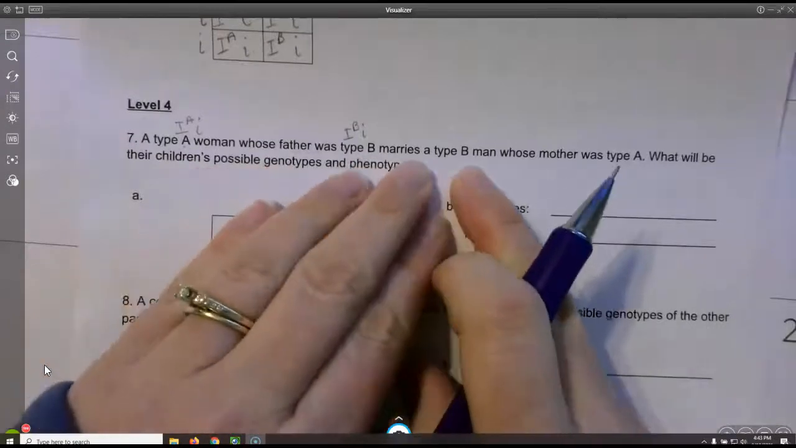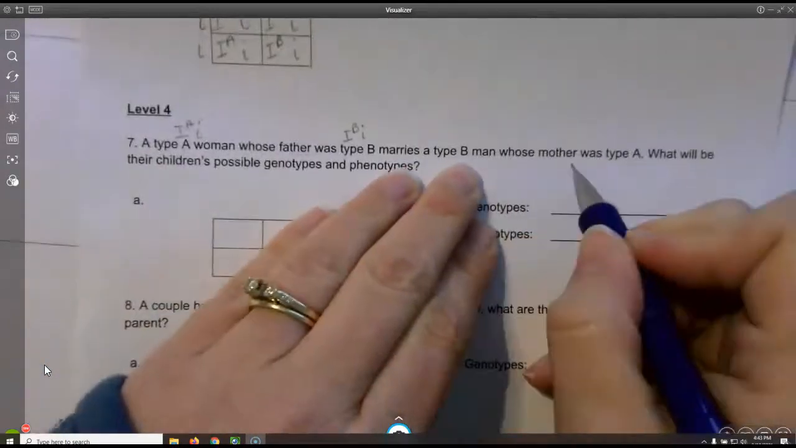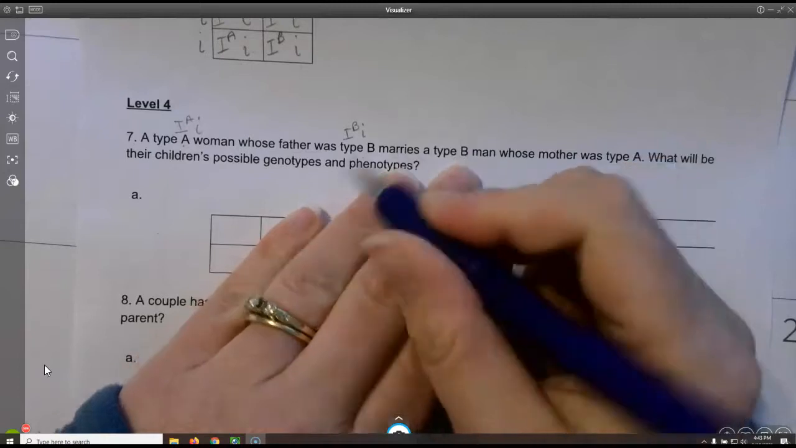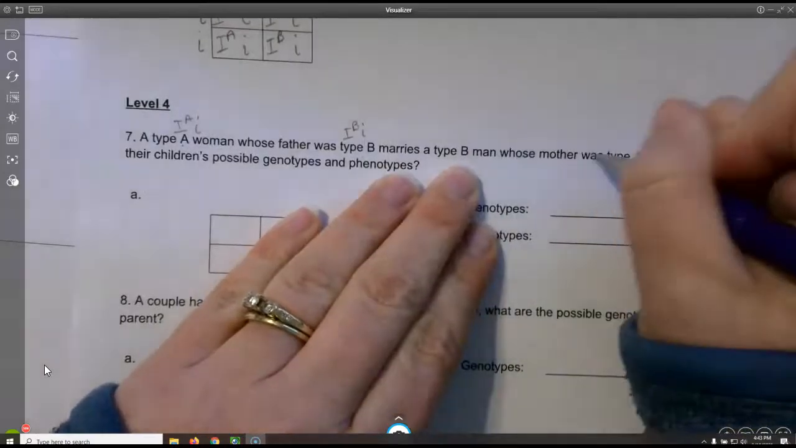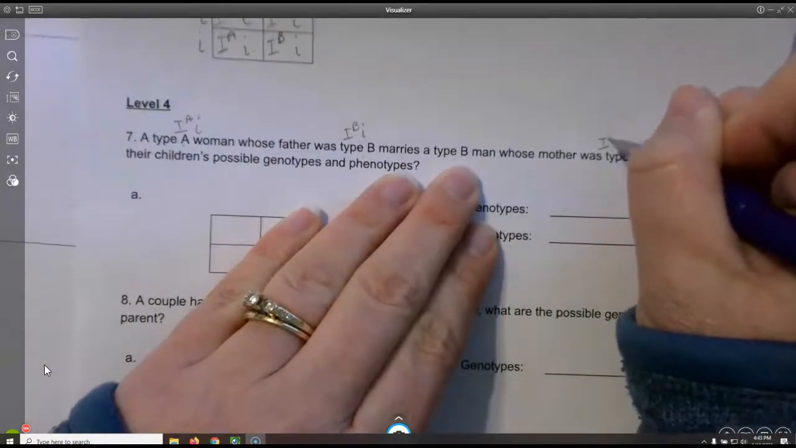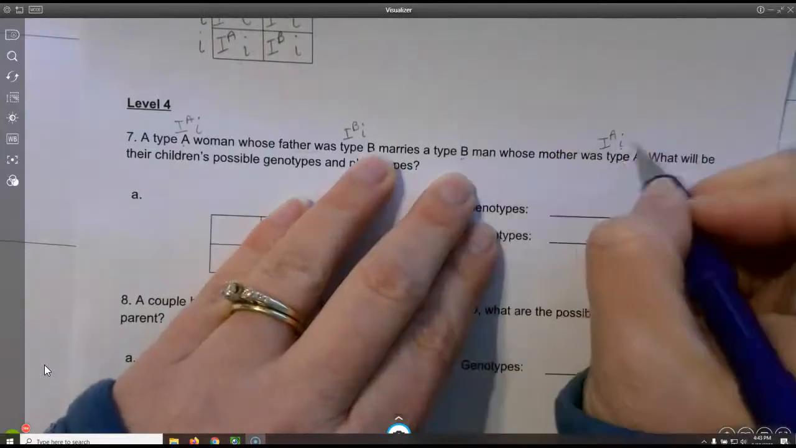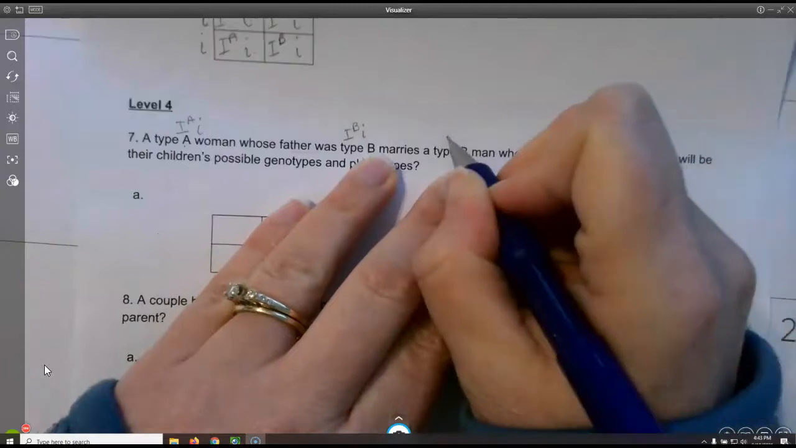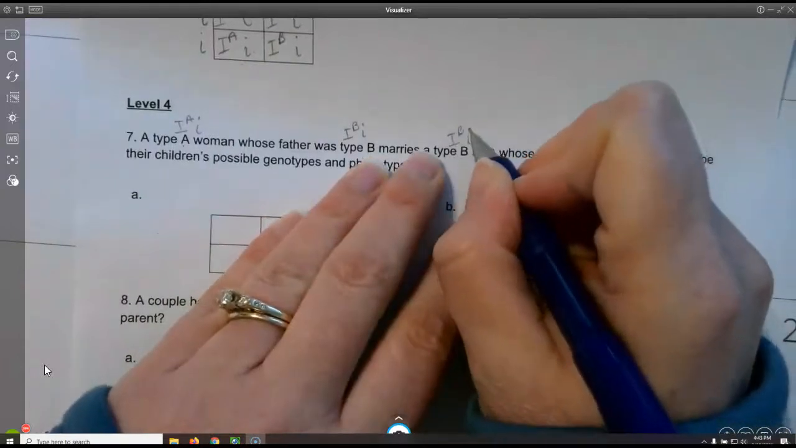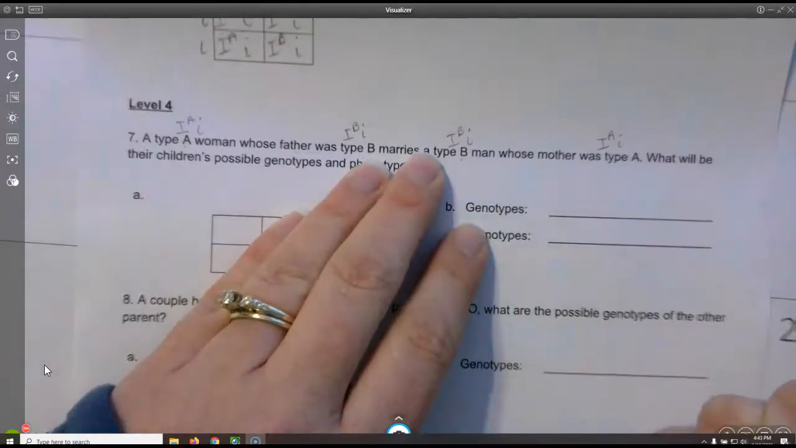She marries a type B man whose mother was type A. Just like over here, mom must have been IA heterozygous little i because he's type B. So she must have had an O allele to give him. Okay, hopefully this is making sense.